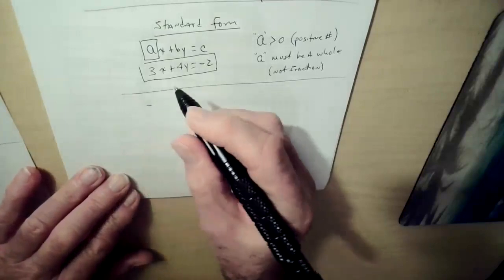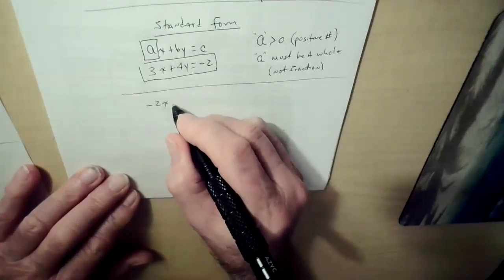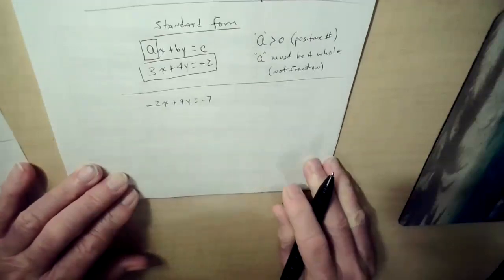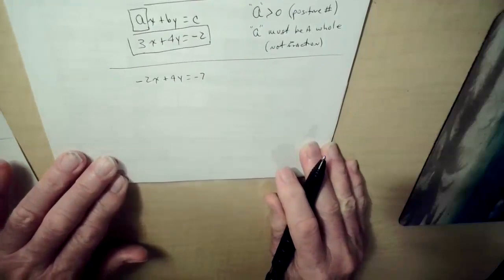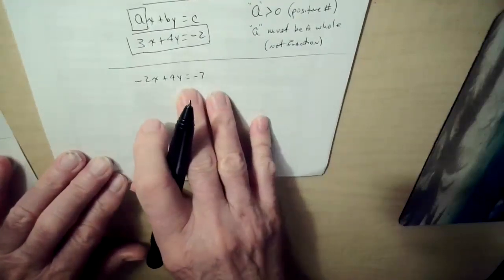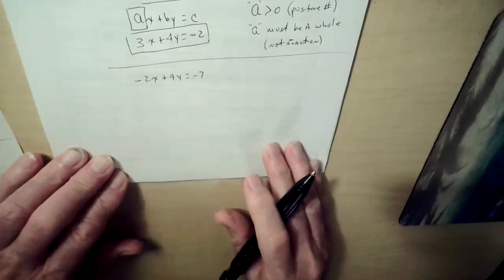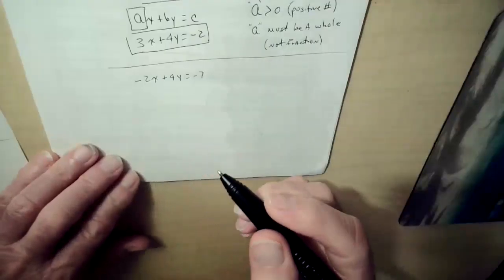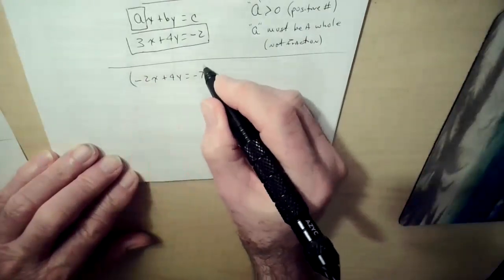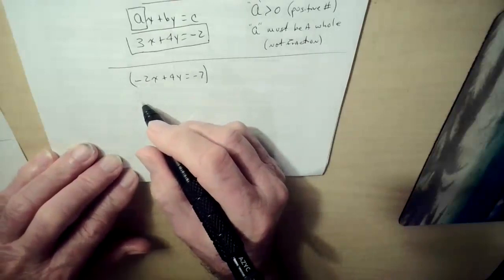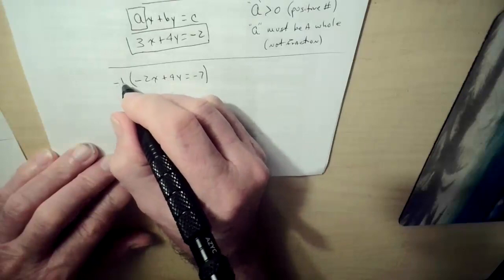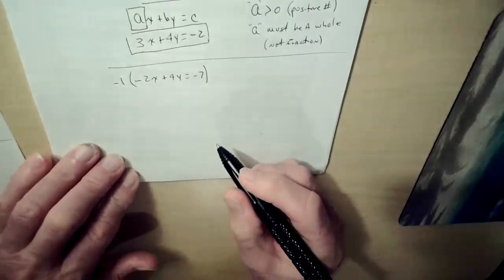So if we have -2x + 4y = -7, is this in standard form? No. You are going to see this on the final exam. They're going to ask you to solve an equation and put it in standard form. But they're really very simple. So how do we get rid of this negative here? We're going to multiply everything by -1, -5, -7, whatever you need. The easiest thing to do is multiply by -1.